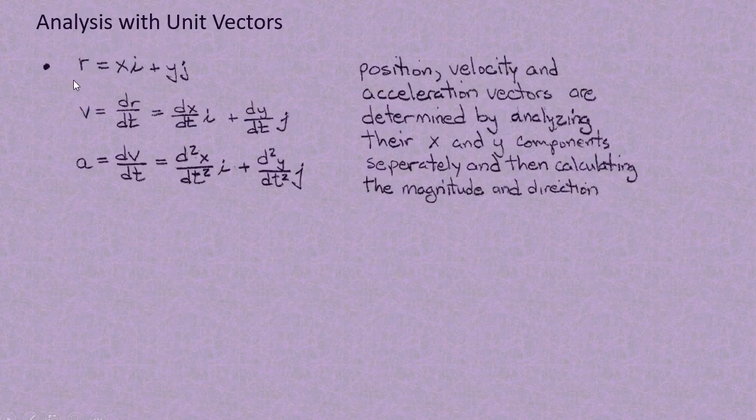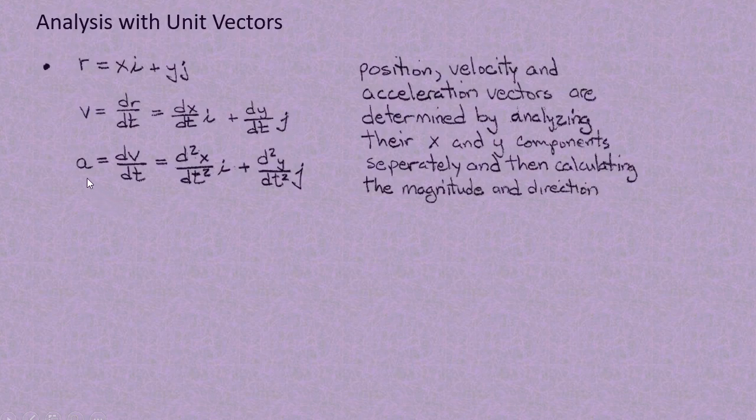First, we'll start with the position vector, and of course that's made up in unit notation of magnitude x times the i unit vector plus magnitude y times the j unit vector. To express the velocity vector in unit notation, we have to take the derivative of r with respect to time, and that gives us dx/dt times the unit vector i plus dy/dt times the unit vector j.